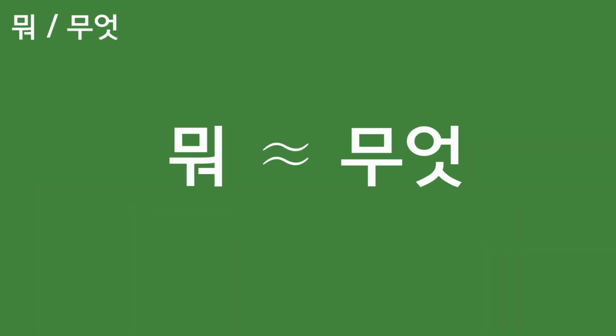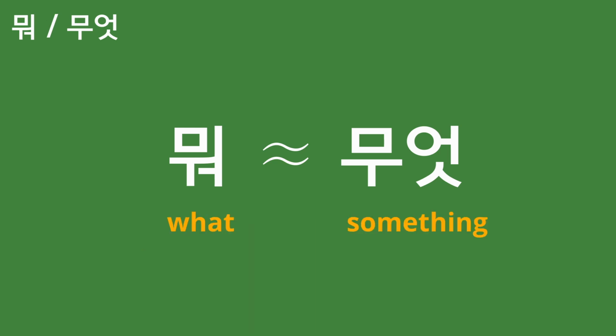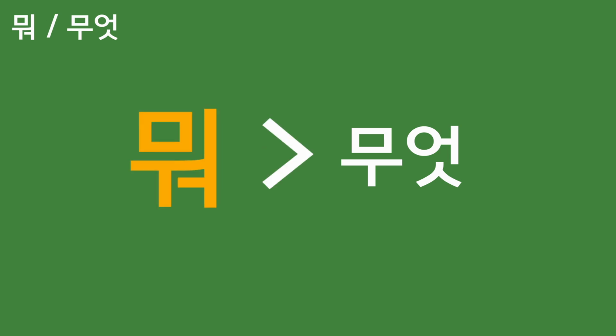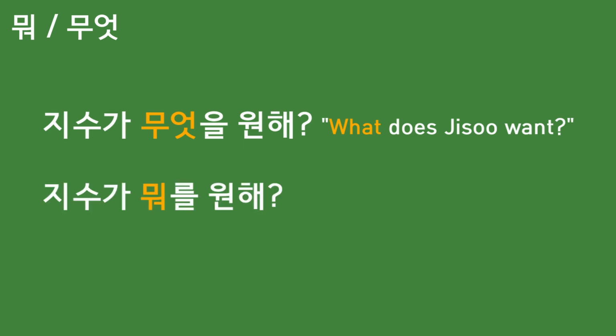뭐 and 무엇 are very similar and it can be considered practically the same. Both are pronouns and refer to unknown facts or objects. It corresponds to English's what and something. In everyday life, Koreans use 뭐 more often. 지수가 무엇을 원해? What does 지수 want? This sentence can be also written as follows. 지수가 뭐를 원해? And more simply, 지수가 뭘 원해?